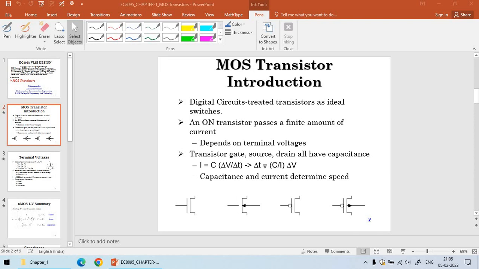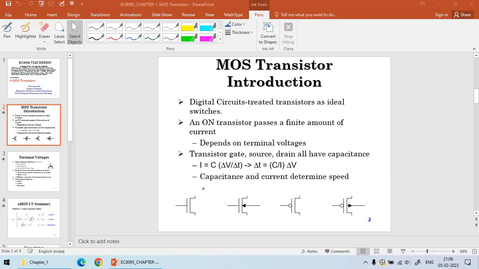If you want to describe the performance of any circuit, then you have to check the speed of the circuit. So this equation helps in understanding the performance of the circuit. The capacitance and current determine the speed of the device. That is the upshot of this equation.